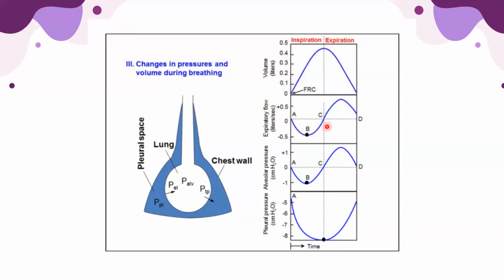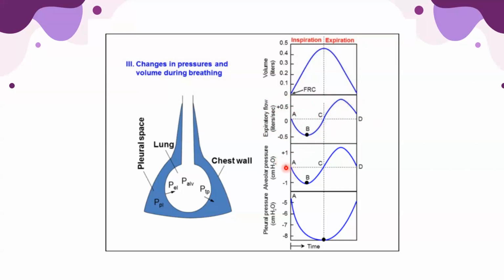Expiratory flow. So here you go from 0 to -0.5 because you're inhaling air. Okay, and this is expiratory flow, so it's in the negative value because you're inhaling right now. Then you're exhaling, so it's the plus 0.5, okay? And that's what this graph is trying to tell you.